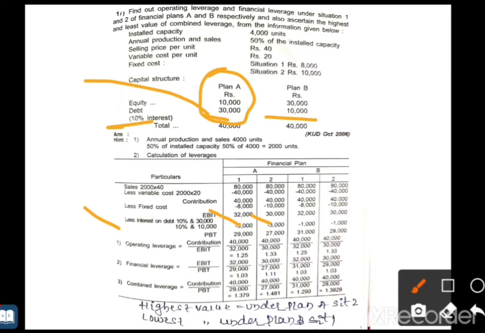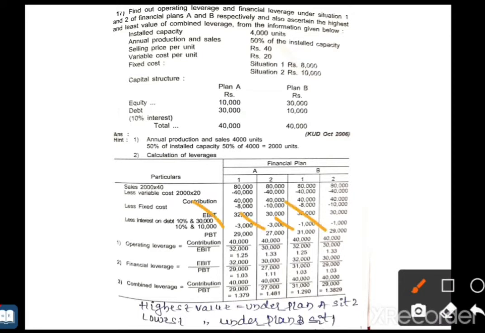And like that in plan B, 10,000 is debenture at the rate of interest 10%, 1,000 in situation 1 and 1,000 in situation 2. After subtracting, we will get 29,000, 27,000, 31,000 and 29,000. So this is the profit before tax.